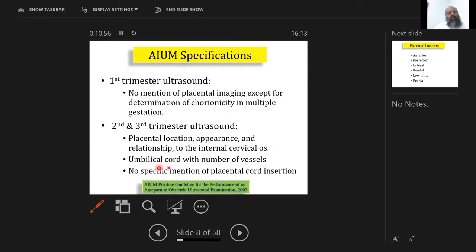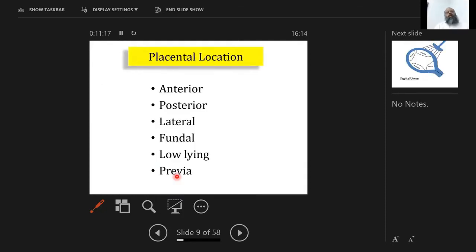We have to look for the umbilical cord with the number of vessels. We can have a 2-vessel cord. Normally it is a 3-vessel cord. No specific mention of placental cord insertion. We usually don't mention it unless it is abnormal. Then there is the placental location. Either it is lying anteriorly, posteriorly, laterally, fundal, low-lying, or previa.